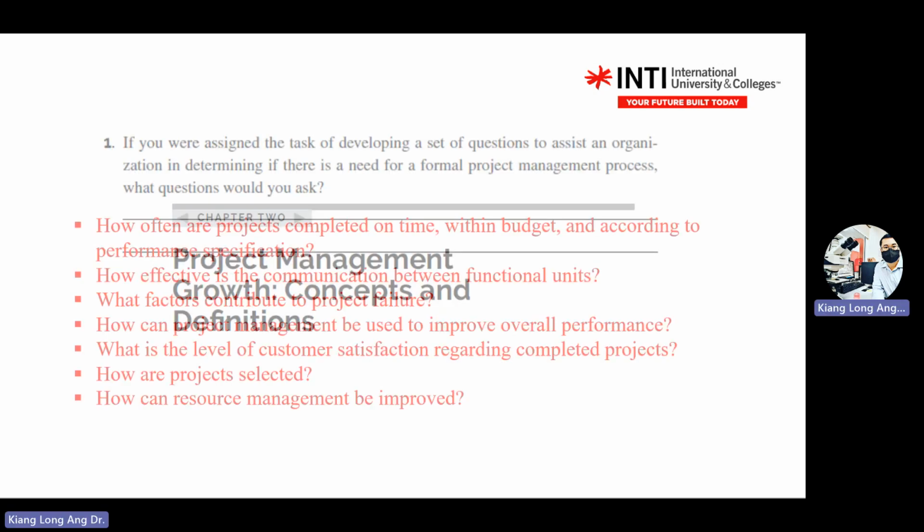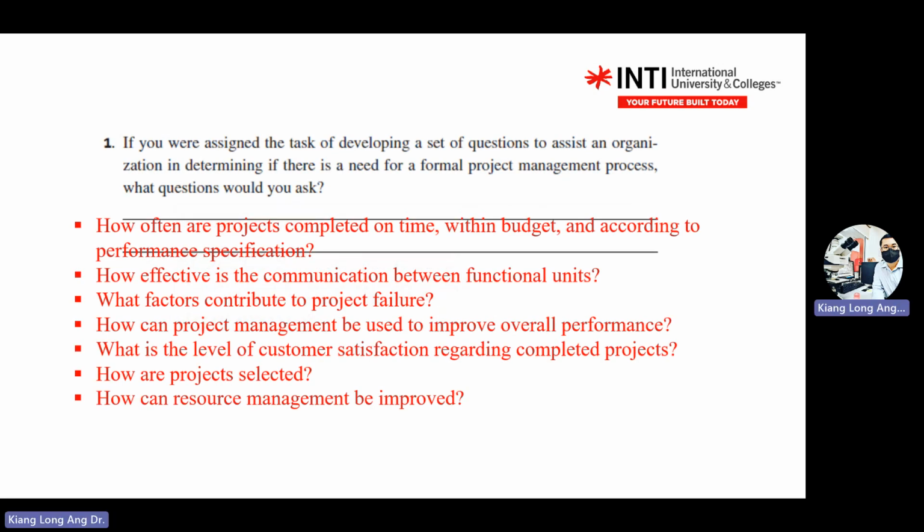Okay, so for the first question, you talk about time, budget, and your performance specification. This one is under your project's criteria. Yeah, and then the communication between the functional units. This one is extra, where you elaborate on what project failure is. What is the project failure? And then important is customer satisfaction. What's the level of customer satisfaction?